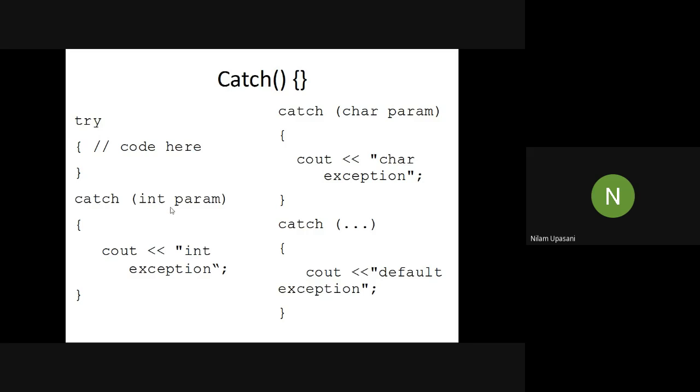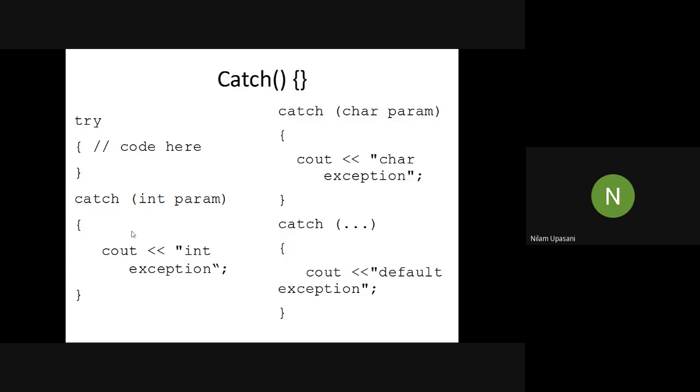See, in this first catch statement, I'm catching the integer type of exception. In the second one, I'm catching the character type of exception. And the last one is default. If it doesn't match integer or character, and something else like float, double, or any other data type is there, in that case this default catch will be executed. So one of these catch statements would be executed.